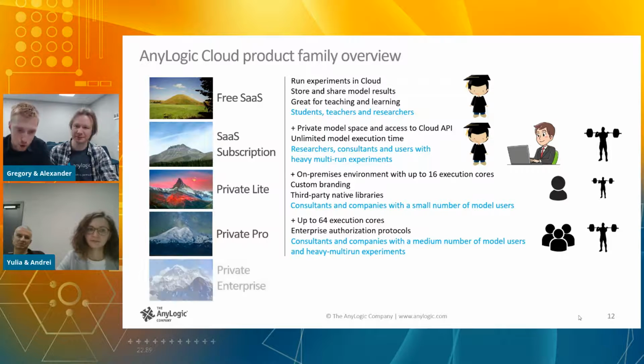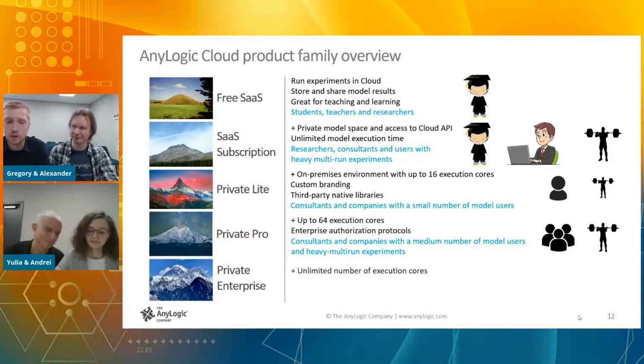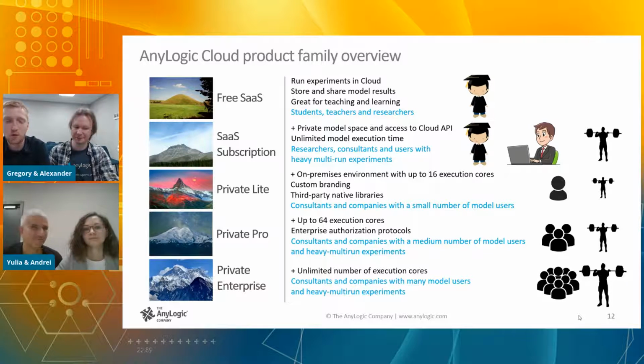And the top tier cloud is Private Cloud Enterprise. Similarly, it supports all Private Cloud Pro features plus an unlimited number of execution cores. It suits large companies and consultants with the heaviest multi-run experiments. So this is how the family of AnyLogic Cloud products looks right now.